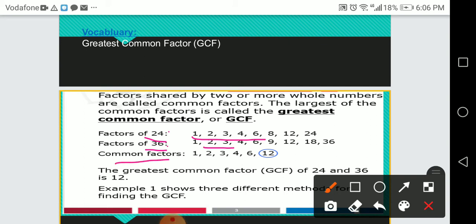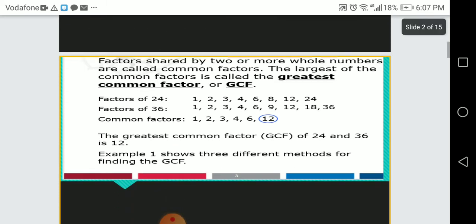What are the common factors? Common factors here, what does it mean? The common, the same. I have here 1 is repeated, so 1. 2 is repeated, 2. 3, 3. 4 is repeated 2 times, 4. 6, 6. And 12, 12. So what is the greatest here? The greatest number in the common factors is 12. So 12 is the greatest common factor.